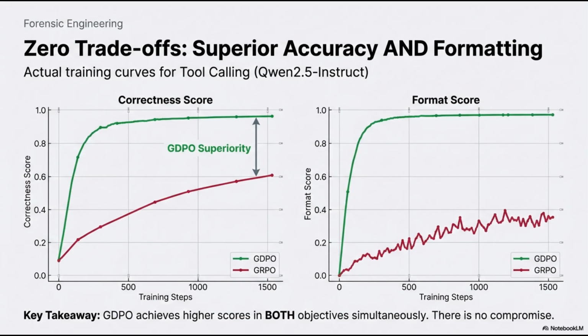GDPO superiority, that gap between the green and red lines? That's not noise, that's not cherry-picked data. That's the difference between an algorithm that preserves information and one that destroys it.